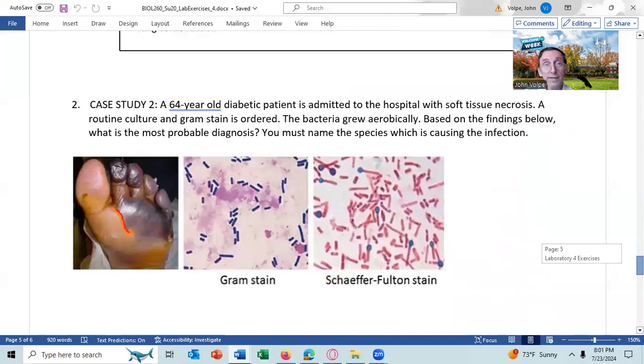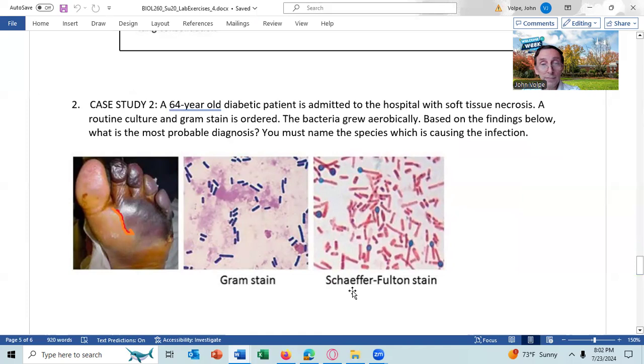In case study 2, we have a 64-year-old diabetic patient admitted to the hospital with soft tissue necrosis shown here. And you can see that's really ugly soft tissue necrosis. A routine culture and gram stain is ordered. The bacteria grow aerobically. Based on the findings below, what is the most probable diagnosis? You must name the species which is causing the infection. The gram stain is shown here.